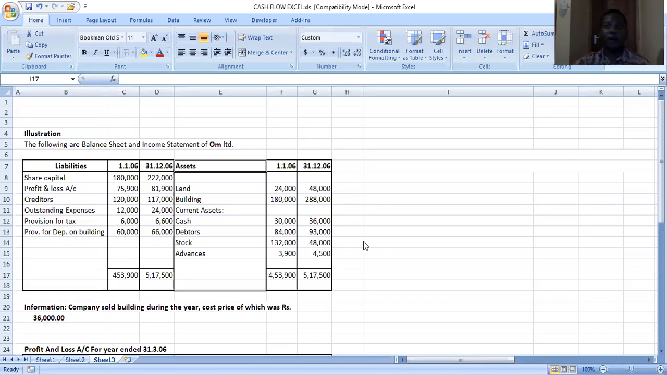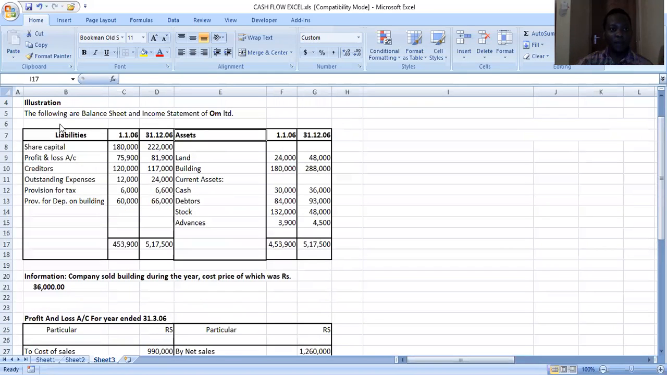We'll now have our illustration on how to prepare a cash flow statement. I hope this is just a refresher to you. We're not going to do an illustration on how to prepare the income statement and the balance sheet, because I believe that this is something that we must have done before. But in this case, let us refresh and remind ourselves on how to prepare a statement of cash flows.